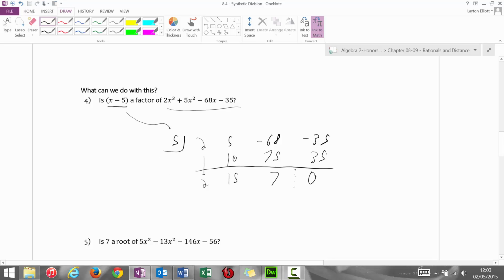And when you do these problems, read the directions for what it's asking. It's just asking a yes or no question. So the answer here is yes. And the reason why is the remainder was 0.